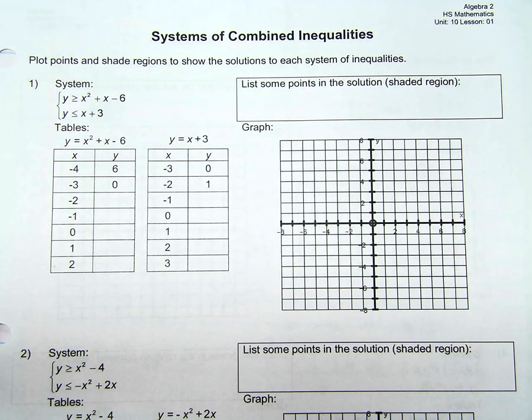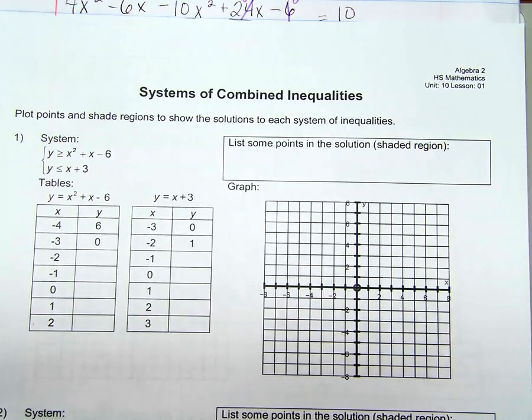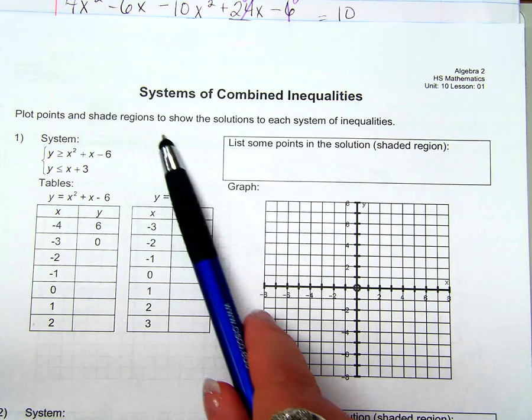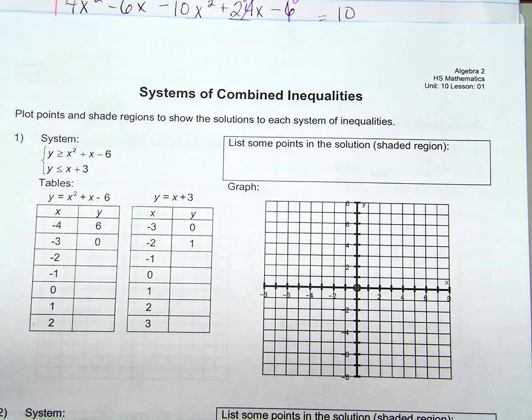Now, let's do something easy that's not time consuming. How about that? Okay? Let's look at this page. Again, this is something we have already done. We've done it before in October. Okay? So we're remembering. Plot points and shade regions to show the solutions to each system of inequalities. When we have a system of equations, we graphed, and the solution was the point of intersection. When we have a system of inequalities, we graph, and then we shade. How many possible solutions are there? An infinite amount, right? Anywhere that's shaded is a solution. Okay? All right, so let's fill in our table.